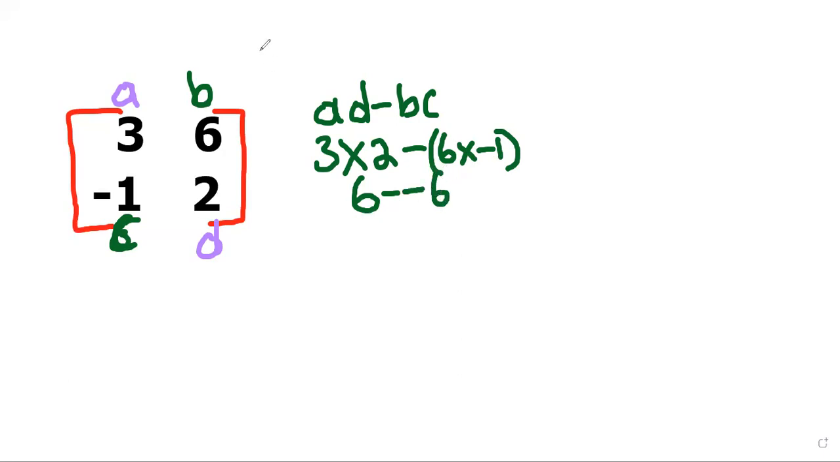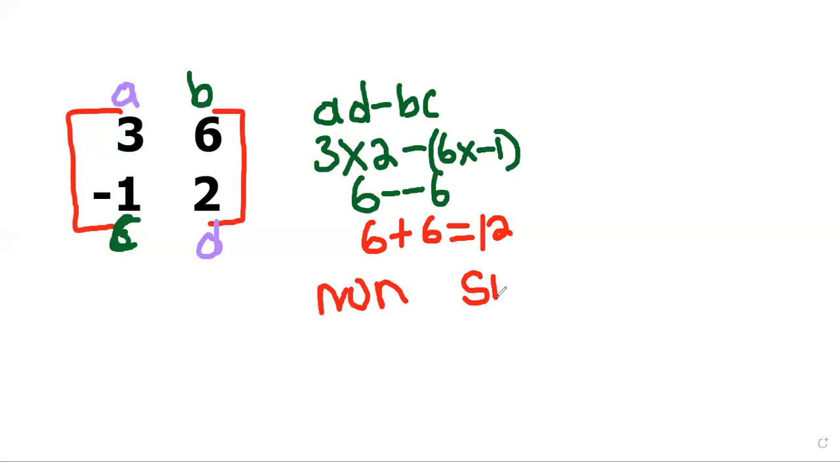Alright, so now these two subtraction is going to give us a negative times a negative. It's going to give us a positive. So it's 6 plus 6. So that is equal to 12. So therefore, it is said to be non-singular. Not singular, but non-singular.